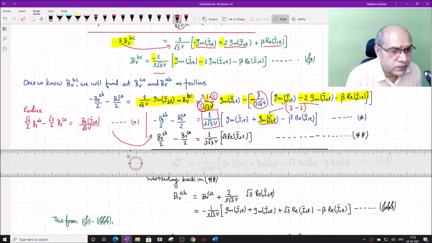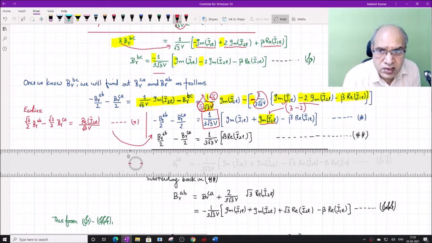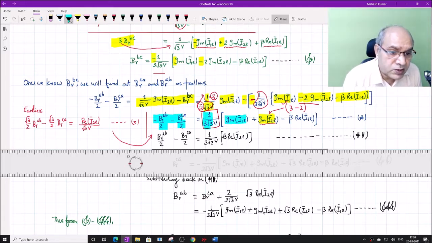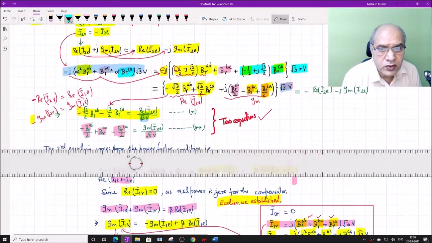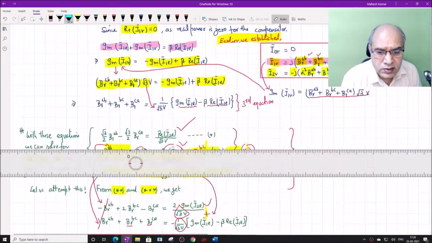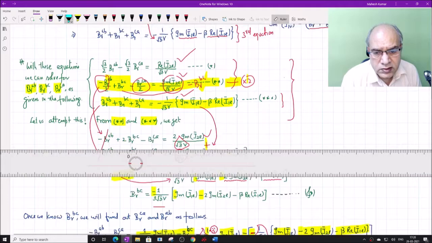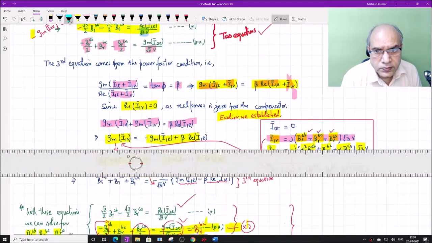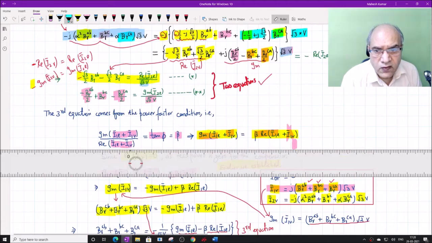The third part is minus beta real of I1L. So this is equal to b gamma ab by 2 minus b gamma ab by 2 minus b gamma ca by 2 equal to 1 by 3 root 3b imaginary of I1L plus imaginary of I2L minus beta real of I1L. And the first equation was here. This was the first equation. Where is that? I lost it here. Yeah. First equation. This one. First equation is here.